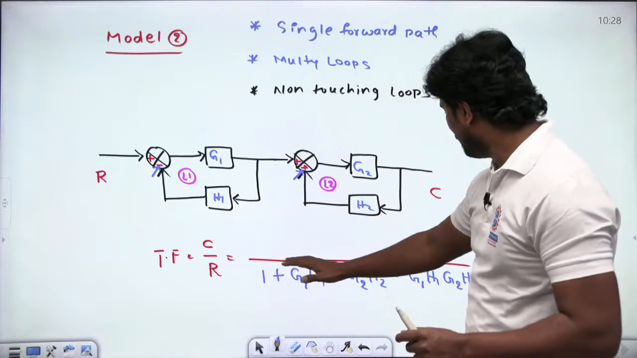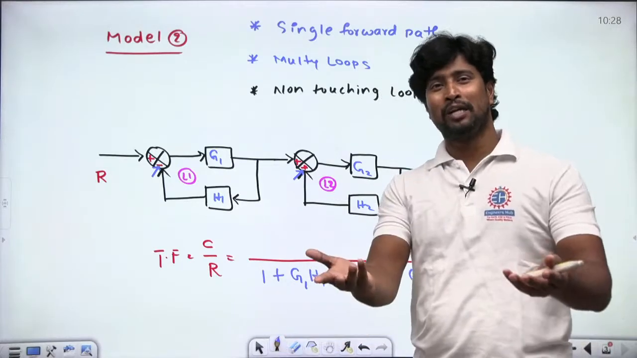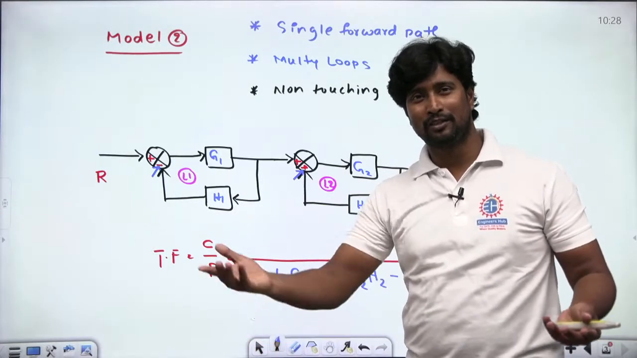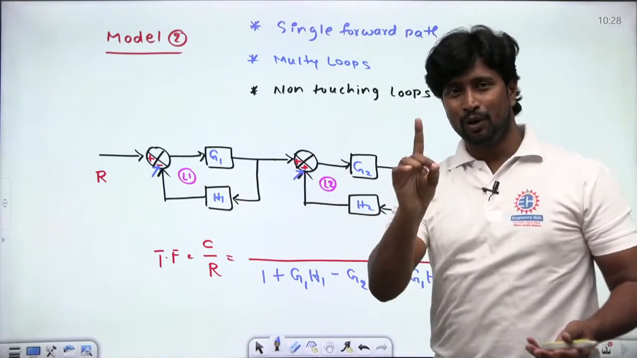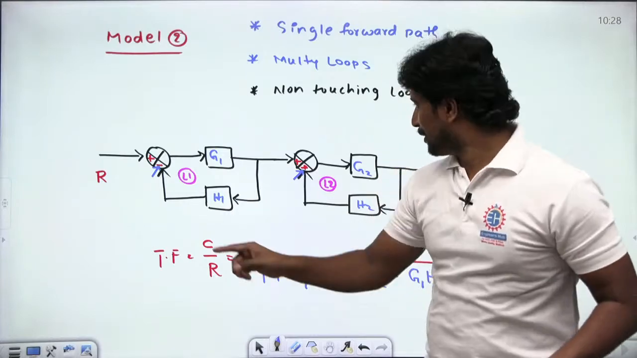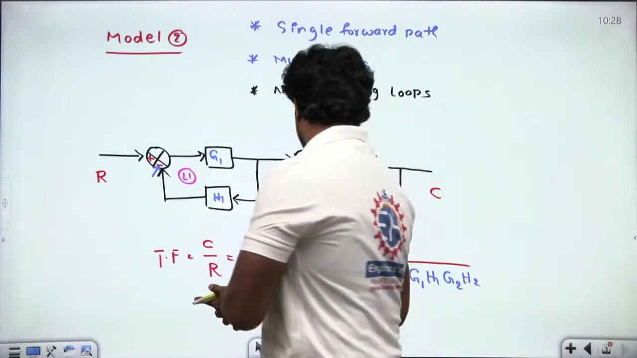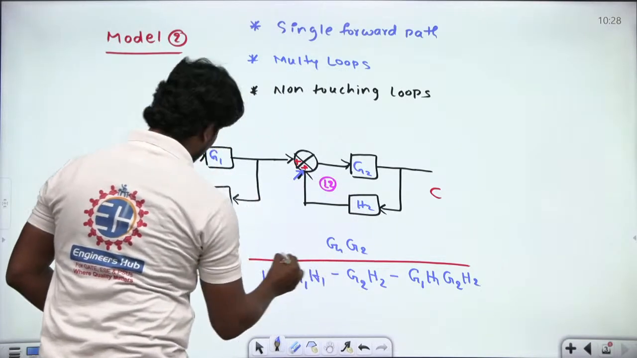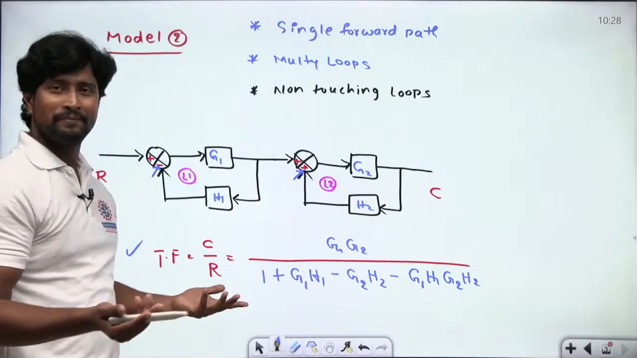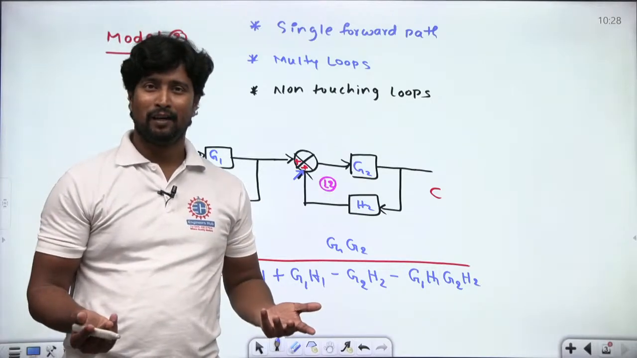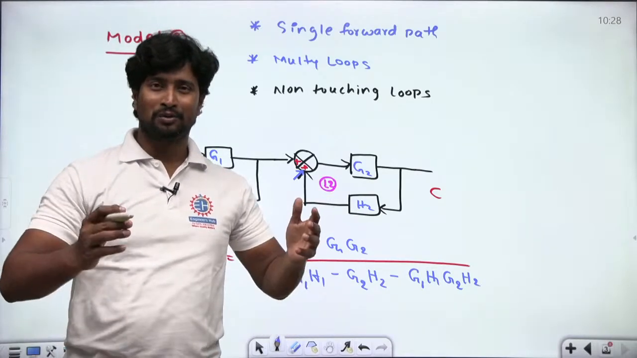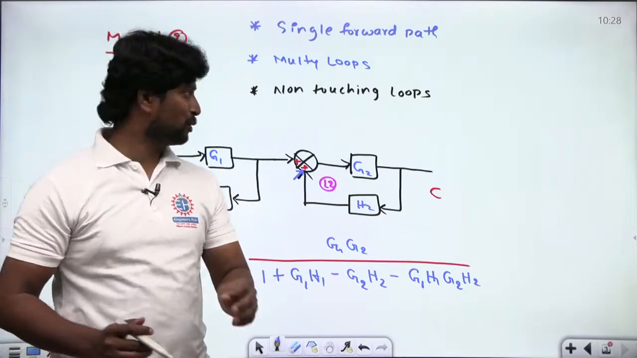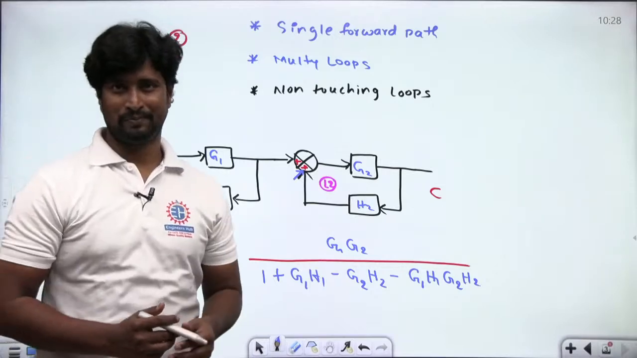Right? So the denominator part is done. And the numerator part, you are the masters. The numerator part is made up of what? Forward paths. How many forward paths are here? Only one forward path. What is that forward path? G1, G2. So write it down: G1, G2. Done. Over. I hope you understood well how to trace if non-touching loops are present. I clearly introduced it in model number 2.